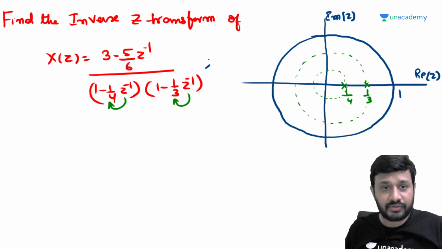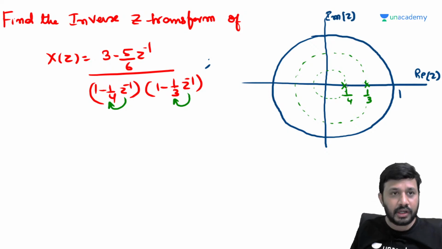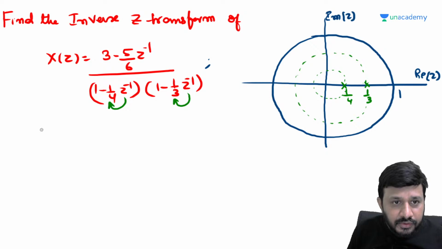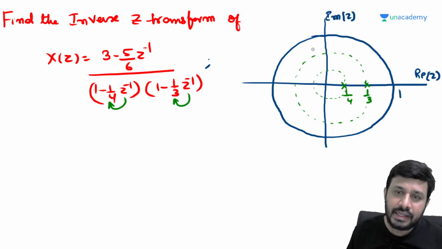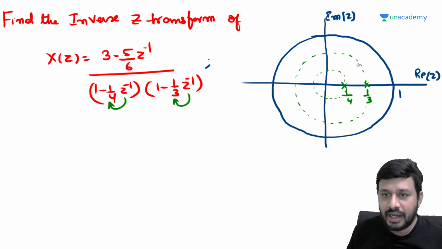Yes, 3 ROCs. What are those? First one is here: the ROC from the pole 1 by 3 can be outside, and the ROC from the pole 1 by 3 can be outside.